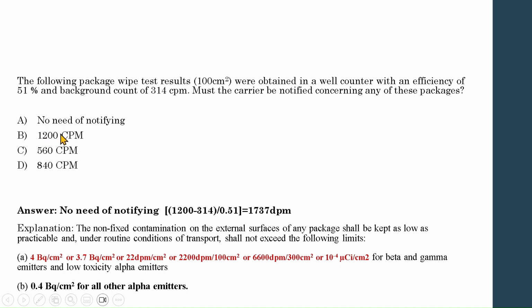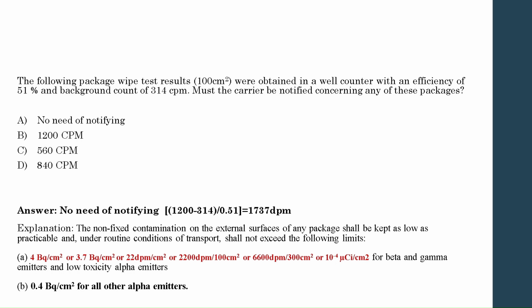These are the CPM values for options B, C, and D. You have to calculate DPM from these CPM. If the DPM value is within the limits, then there is no need to notify the carrier. If the DPM is above the prescribed limit, then you should inform the carrier about this. In this question, there are three options: 1200 CPM, 560, and 840. The easy way is to calculate for the highest one. If the highest CPM corresponds to a DPM that is above the prescribed limits, then you should inform the carrier.